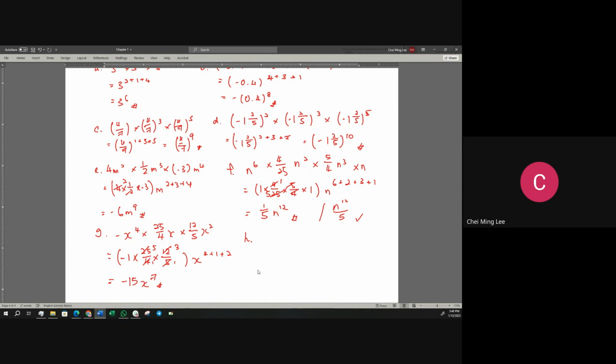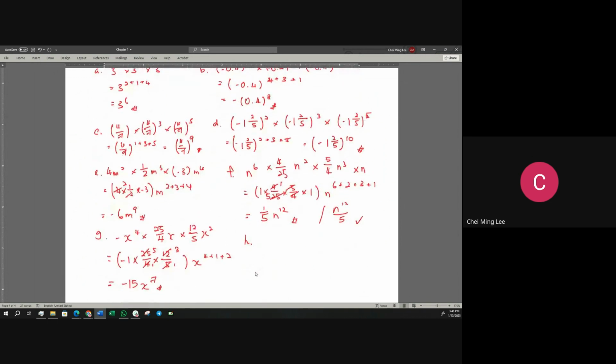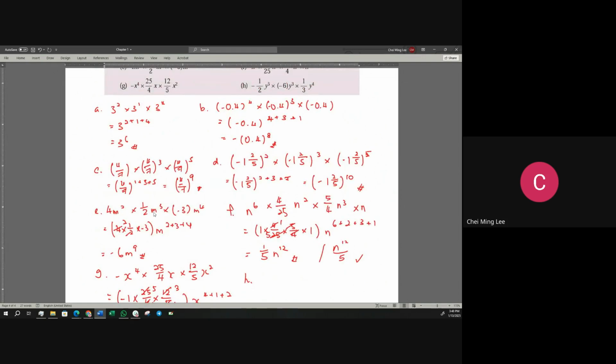Okay. So for H, negative 1 over 2 y to the power of 5 multiplied by negative 6 y cubed multiplied by 1 over 3 y to the power of 4.